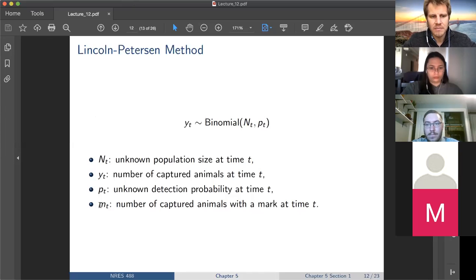M_t is going to help us estimate our detection probability P_t, and this is the number of captured animals with a mark at time t. Now we don't see this in here right now, but we're going to come up to it in the next slide. It shows us how it helps us estimate P_t.